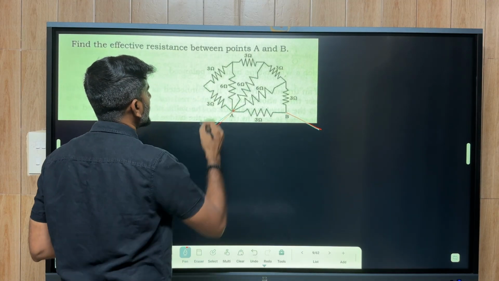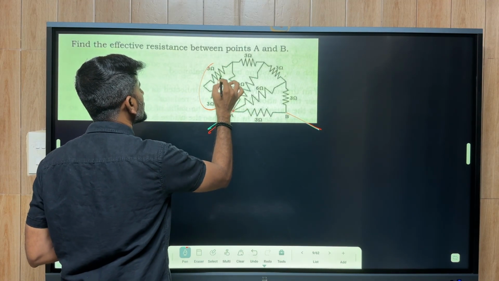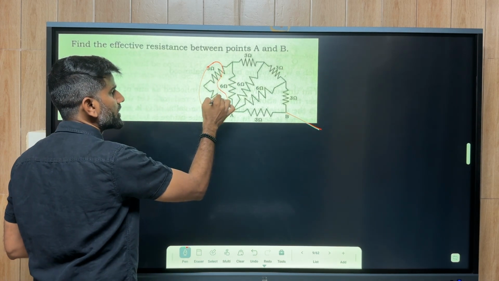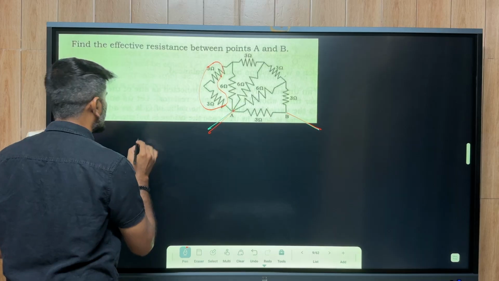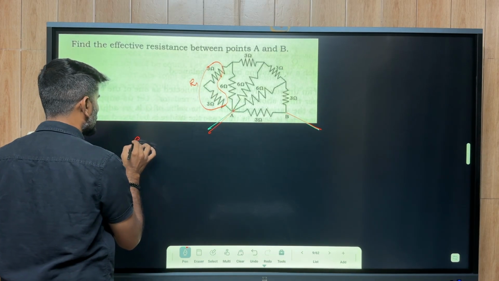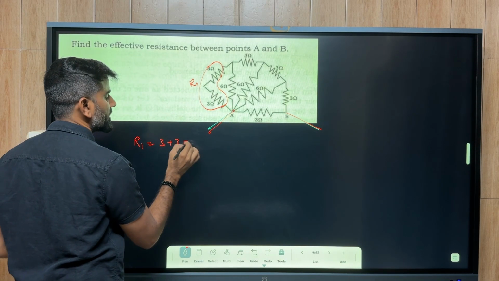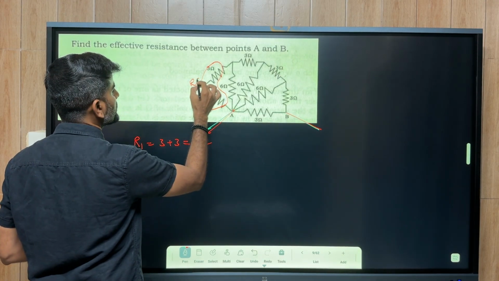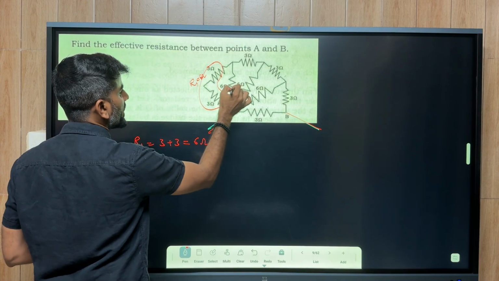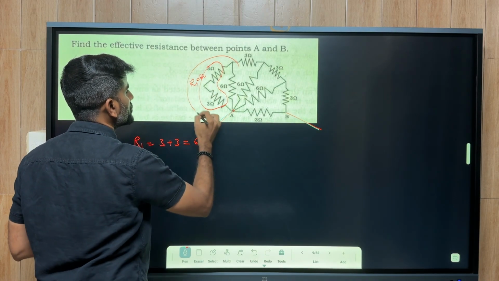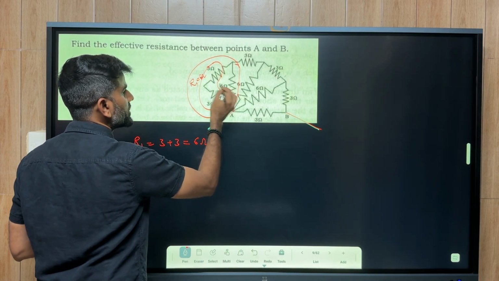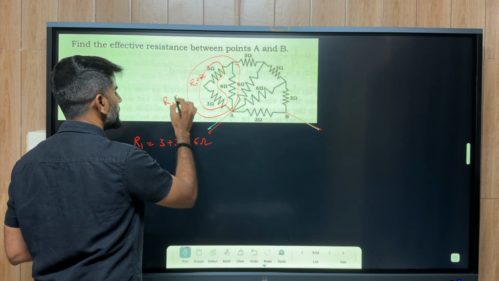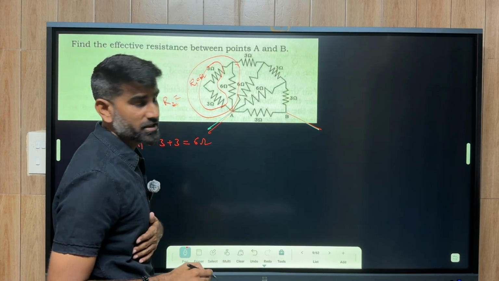As I can see, these two resistors are connected in series. Now, as 3 and 3 are connected in series, I am taking this as R1. R1 is equal to 3 plus 3, as they are connected in series, which is 6 ohms. Now this is 6 ohms, this 6 ohms and 6 ohms, these two are connected in parallel. 6 and 6 connected in parallel.